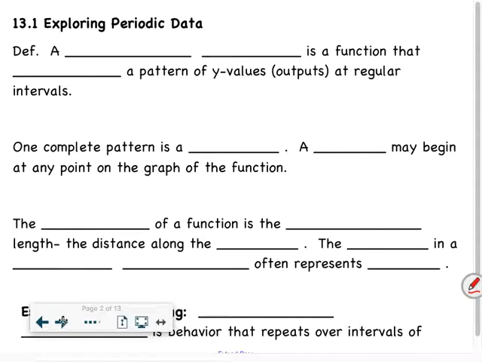So on my first slide, I'm going to start off with a few definitions. A periodic function is a function that repeats a pattern of y values or outputs at regular intervals. Again, a periodic function is a function that repeats a pattern of y values at regular intervals. I'm going to give you an example and a non-example.